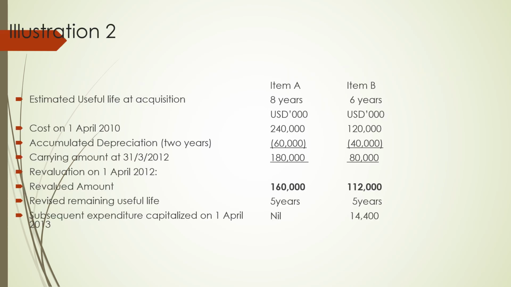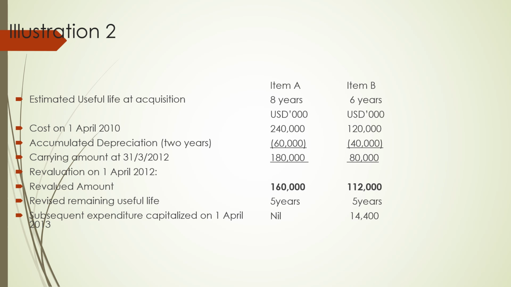In our previous discussion, we solved the first example. So today we are going to solve another question. The same principle will be applied, but this is more of an upgrade from the previous section. Okay, so let's proceed. We have two items, A and B. Item A has an estimated useful life of 8 years, whilst item B has an estimated useful life of 6 years.